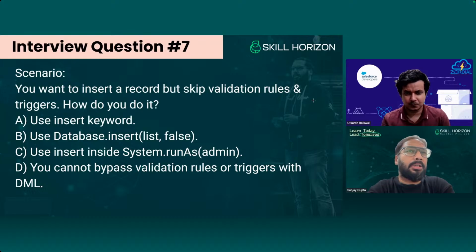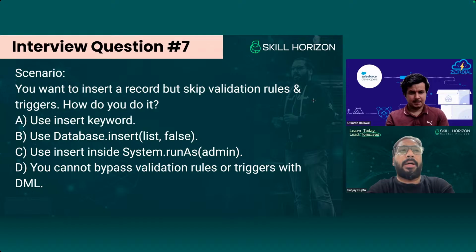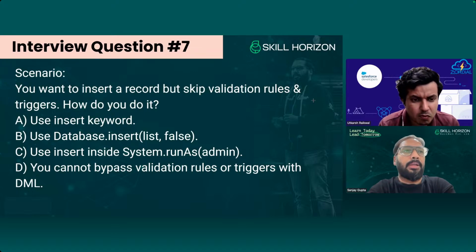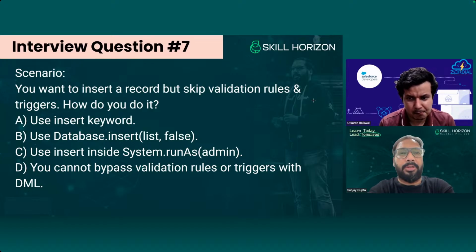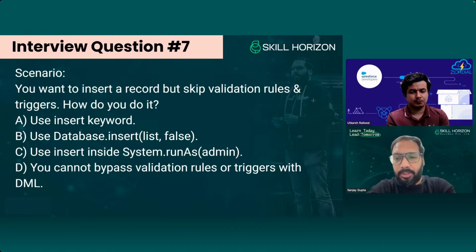You want to insert a record but skip validation rules and triggers. Again I'm reading the question: you want to insert a record, but you want to skip validation rules and triggers. How do you do it? There are four options available. Use the insert keyword. Then use Database.insert where you can pass a list and the second parameter will be false. Then use insert inside System.runAs admin. And you cannot bypass validation rules or triggers with DML. What's your take on this?